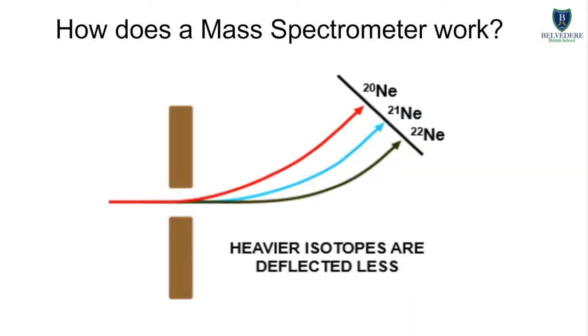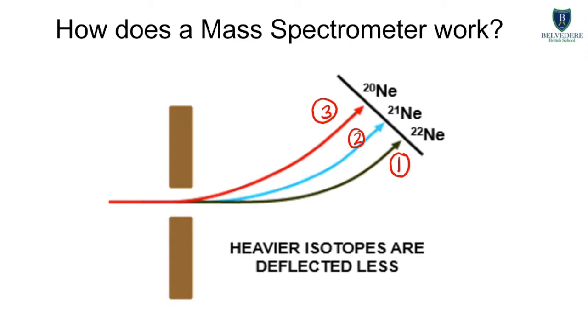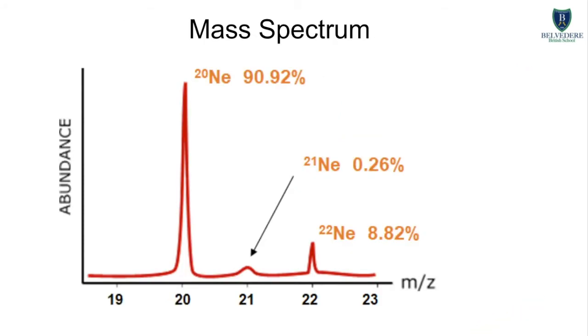So you can see here that we've got three different isotopes of neon, and the heavier isotopes are going to be deflected less. So that's pathway number one, the black one, and pathway number two, the blue one, is your medium isotope, so it's deflected more than the neon-22, but is deflected less than the neon-20 because that is the lightest isotope, so it undergoes more deflection. And then we get a spectrum that looks like this. So at the detector, it will check how much of each of these ions. So we are measuring the abundance of each of these. And that is our spectrum that is being formed there.